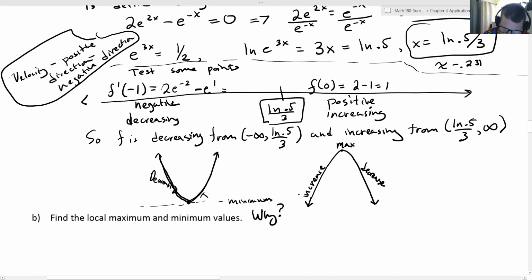And then on the positive side, we're going to increase. And since we go decrease, then increase, well, I think I have to go the other way. Decrease, then increase, right? Then that tells me that I have a minimum. Decrease, hit the minimum, and then increase. Or the other way around, if I increase and then I decrease, then it's got to be a maximum.